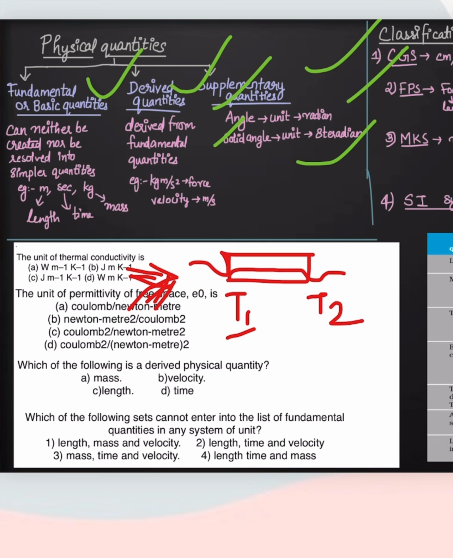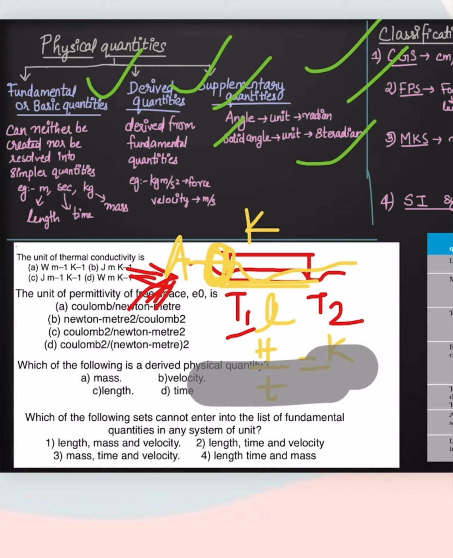There is energy flowing through this rod. Okay, some energy is flowing through this rod. So the energy flowing per second is represented by H by t. H by t is the energy flowing per second, and the conductivity of the rod is represented by K. We can make the equation: K is the thermal conductivity of this rod, and if the area of cross section of this rod is A and the total length of the rod is L, we can derive the equation as H by t. Okay, let me use another color.